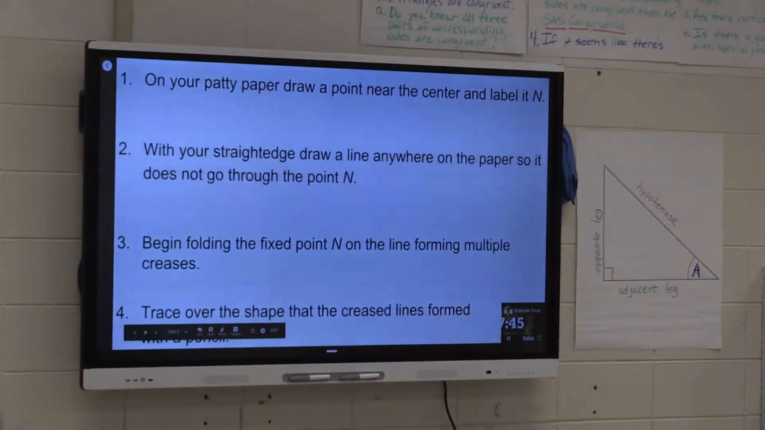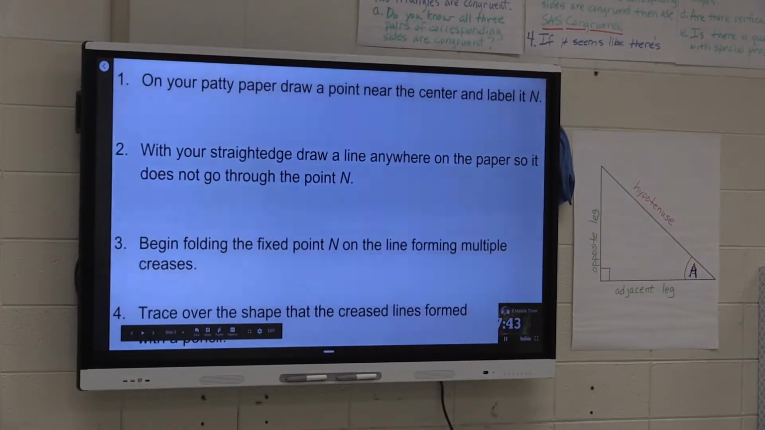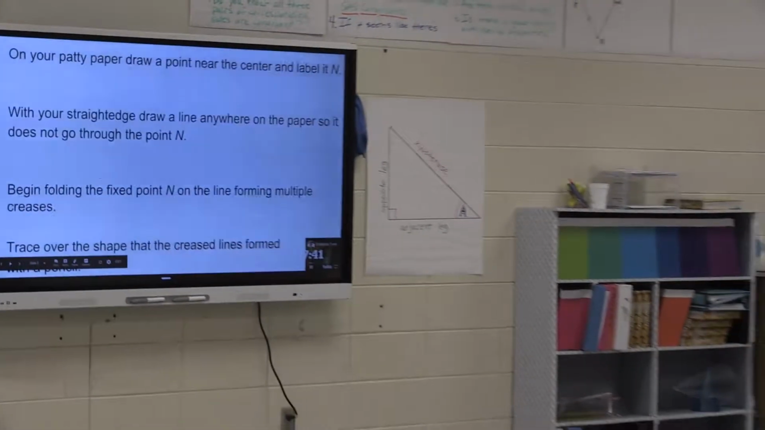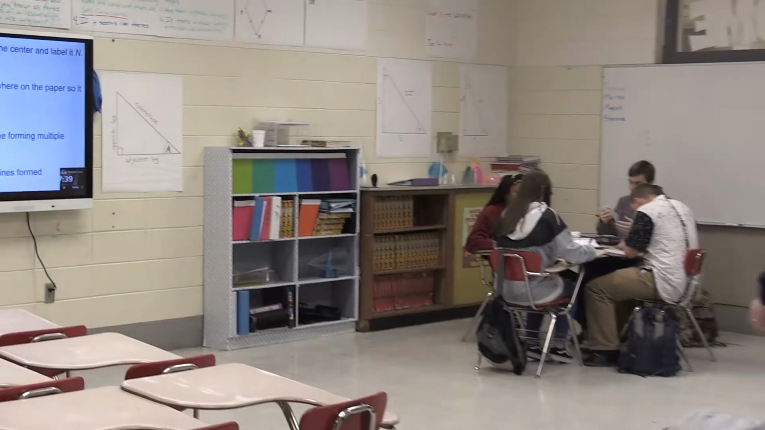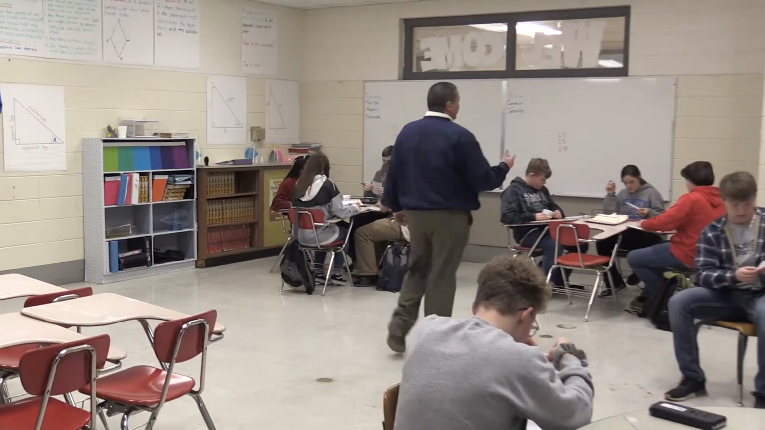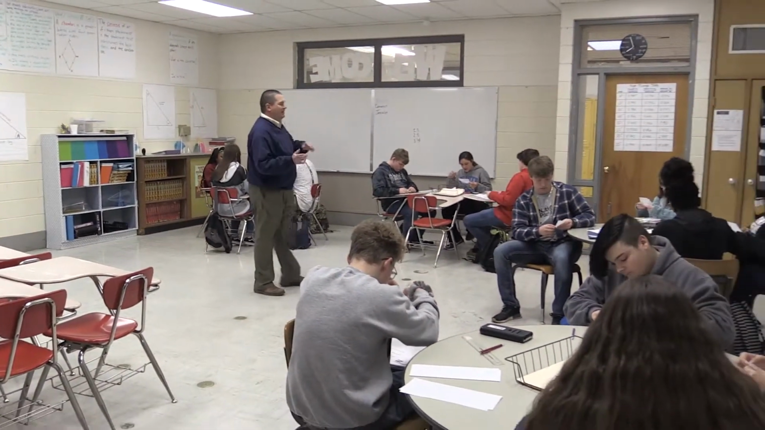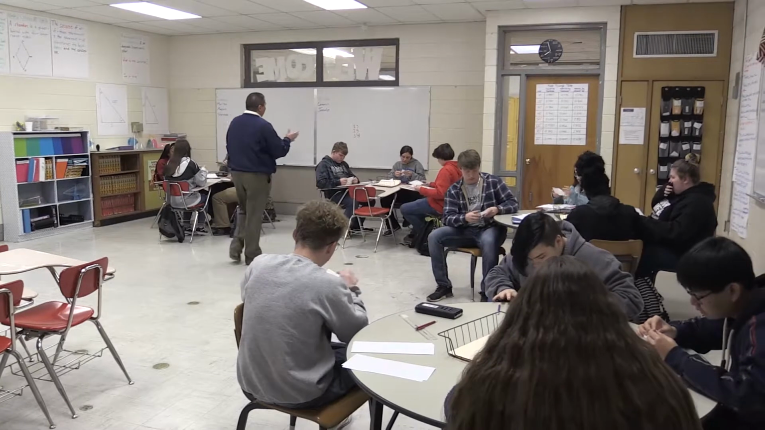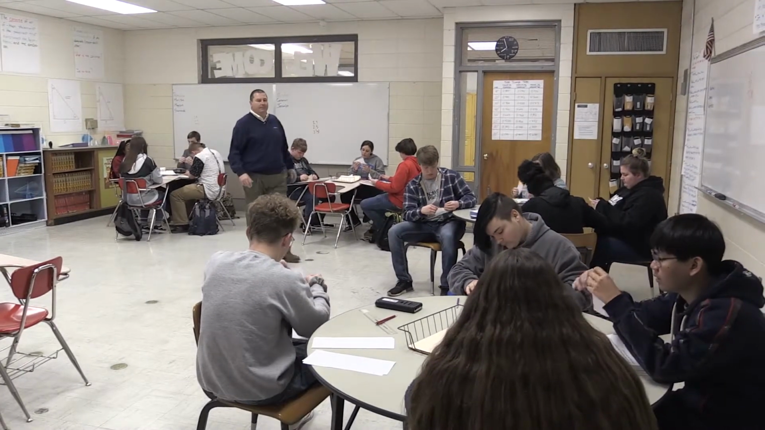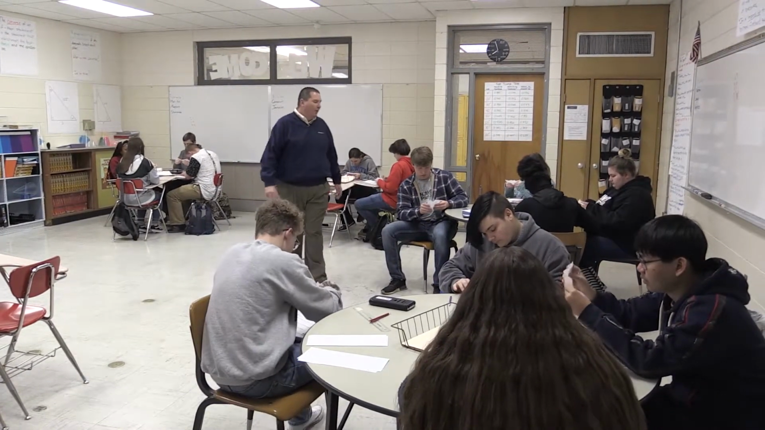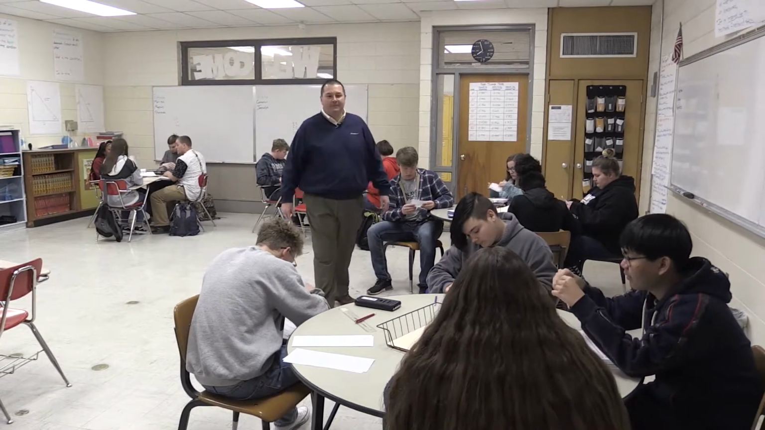Yeah, and guys, it's actually easier to fold the line to the point than it is to fold the point to the line. And so start at the end of the line, fold the end of the line to the point, and then just keep folding the line to the point, but fold it in a different place every time. And just keep folding it and folding it and folding it.